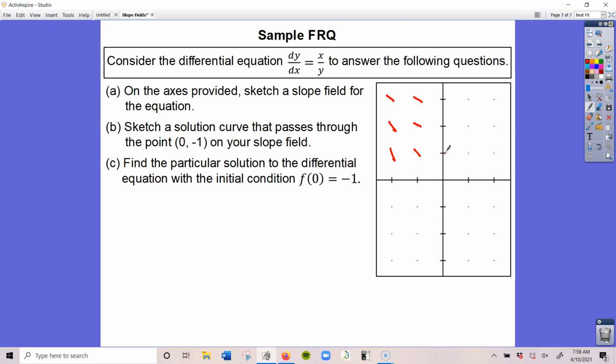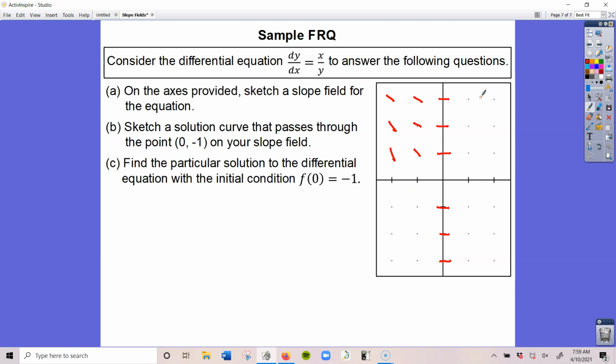Let's say if I plug in 0, 1, then it would be 0 over 1, and 0 divided by anything is 0. So this is going to be 0. Since all of these x values are 0, all of these slopes would be 0, because 0 divided by anything would be 0. So that takes care of those.